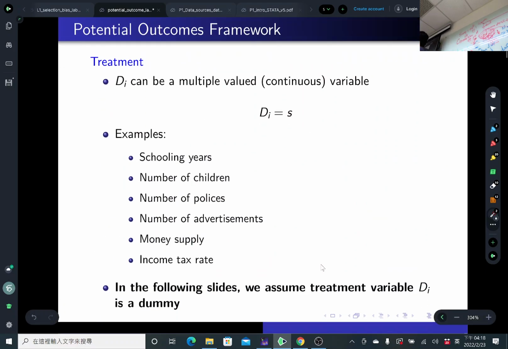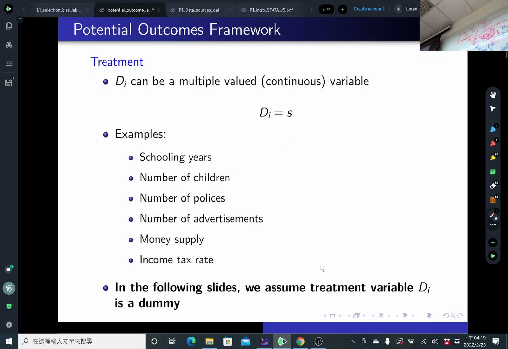But the treatment is not just binary, get a treatment or not get a treatment. It could be a multi-valued or continuous variable. Like D could be equal to S, where S is a continuous variable. For example, you may not just want to know the effect of going to school or not. Maybe you want to know the number of schooling years. You want to know whether you stay in school for 1 year, 2 years, or 3 years, and how this affects your career and your earnings. So here D could be equal to 1 or 2 or 3 or 4 or 5.